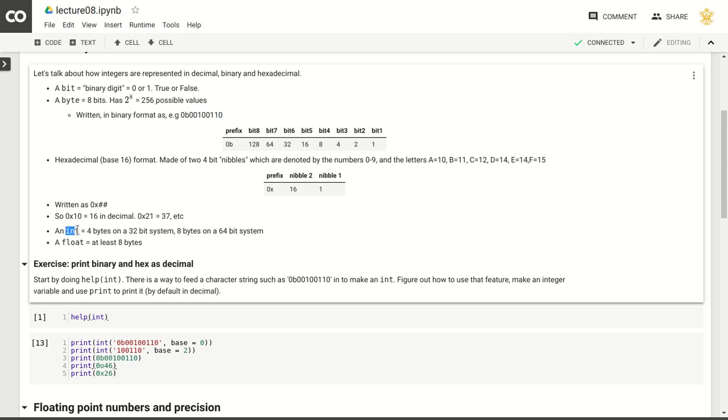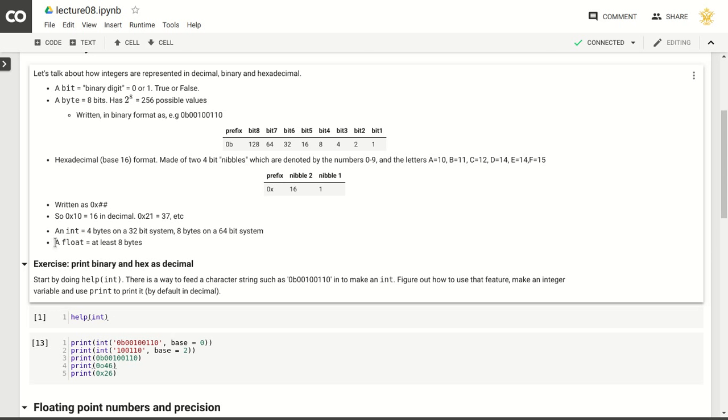Integers are closely related to memory addresses in computers. So a memory address on a 32-bit system will be a 32-bit number. And then on a 64-bit system, it will be an 8-byte number, or a 64-bit number. So that allows for more memory addresses to be used on a 64-bit system.